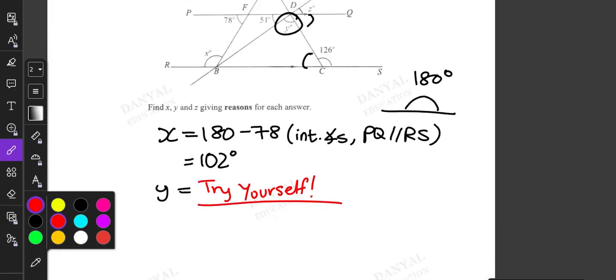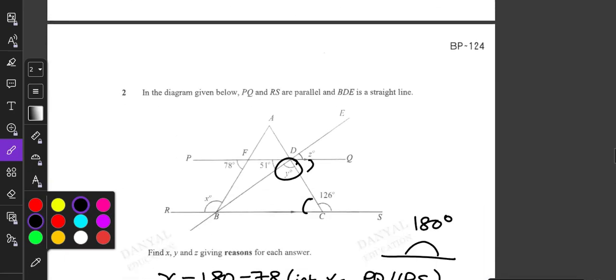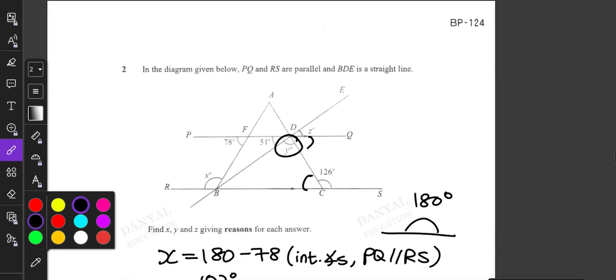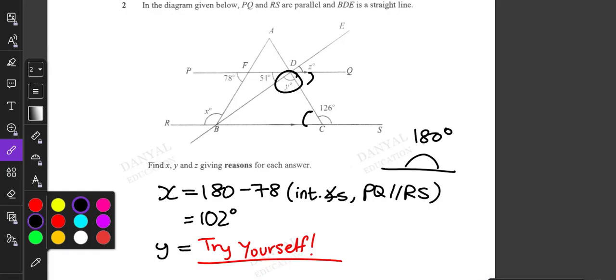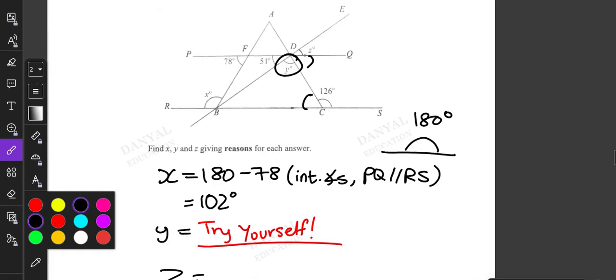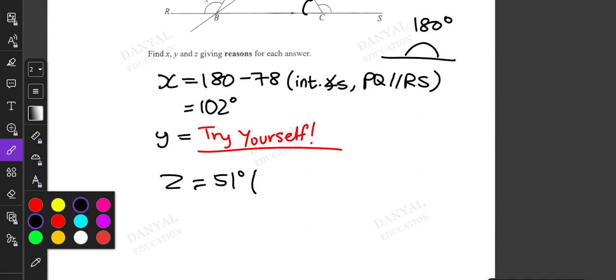Okay, let's look at Z. Let's see where is Z. Z is right here. Okay, I think Z is very straightforward. Yeah, Z is actually very straightforward. Z is 51. Okay, reason, vertically opposite angle.